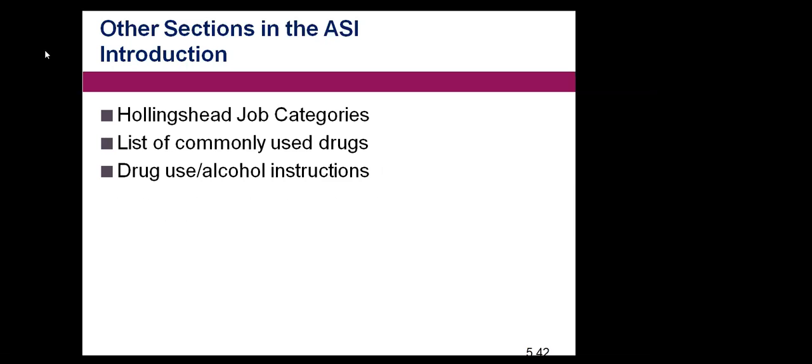There are other sections in the ASI. It always says job categories. We tell you the different job categories. Then a list of commonly used drugs. There are others that may not be captured, but you get a list of commonly used drugs so that you can read them to the client, especially where they're in groups. And then drug use and alcohol instructions. So those sections, you need to study them and ask the questions appropriately.